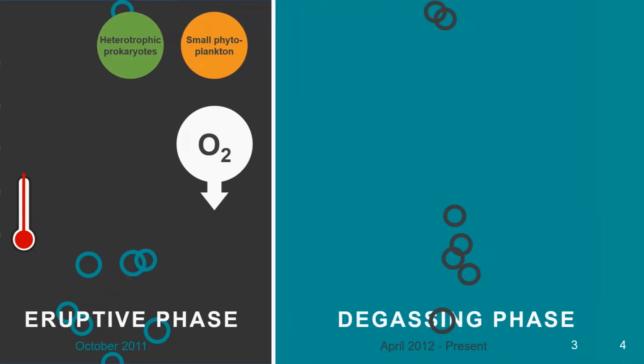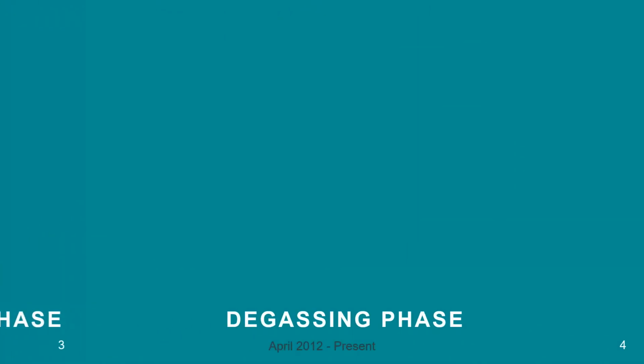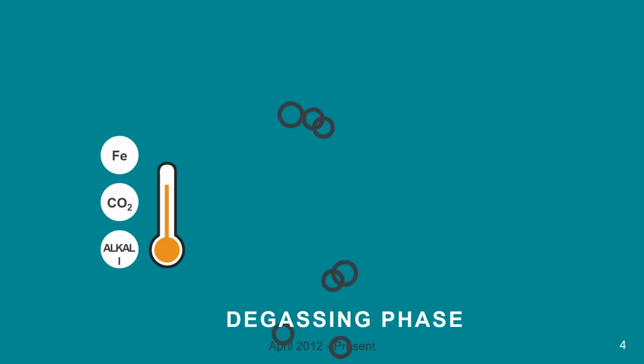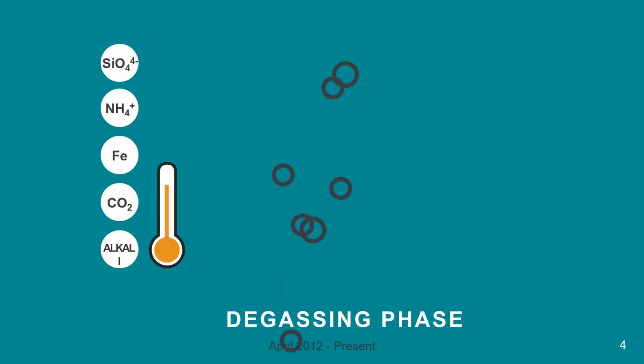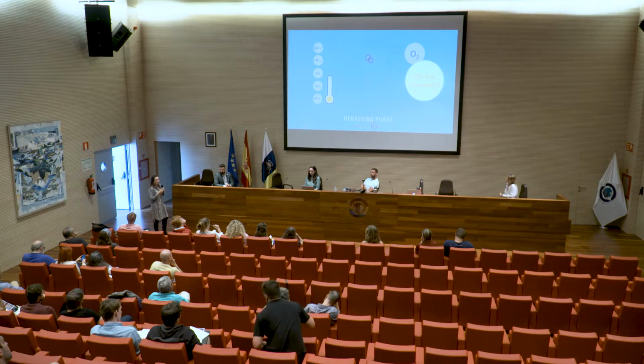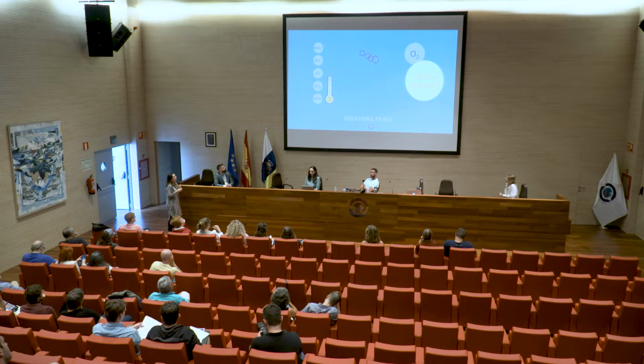Since April 2012, Tagoro entered an active degassing phase involving the release of heat, metals, nutrients, and gases from multiple vents, as Juan Pablo already explained. However, the extent to which these hydrothermal fluids were influencing the marine microbial communities that live there is unknown. So this is where our experiments came in.